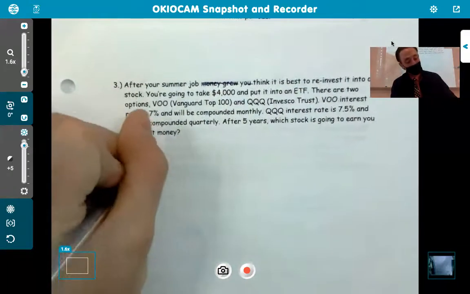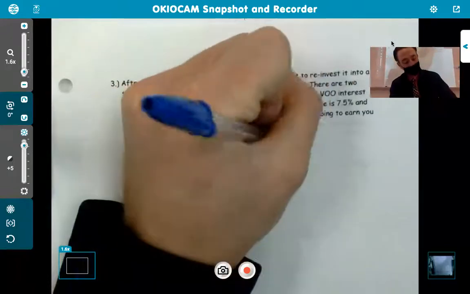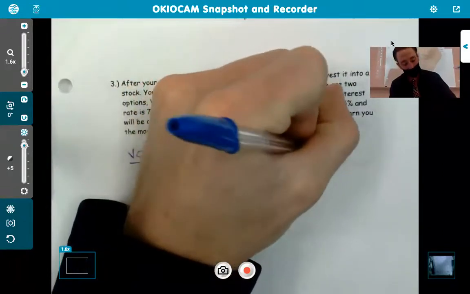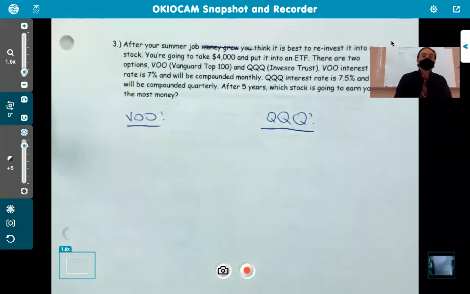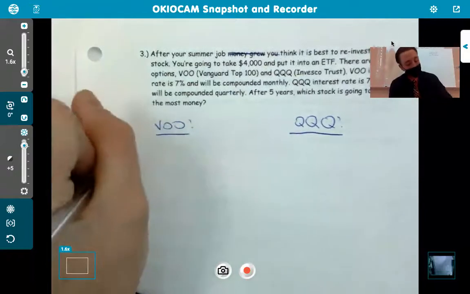So what we're going to do is the same thing as we did before. We have our two options here. And if we're looking for the future value, what variable are we solving for? A, right? That final total amount, solving for A.